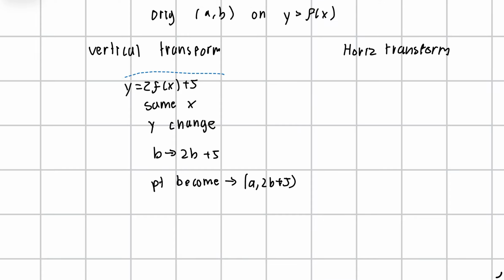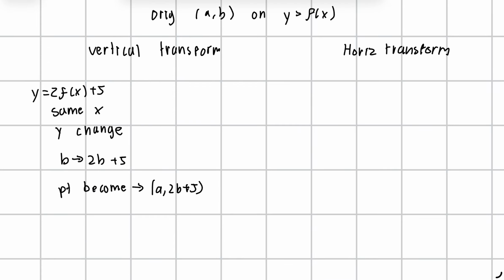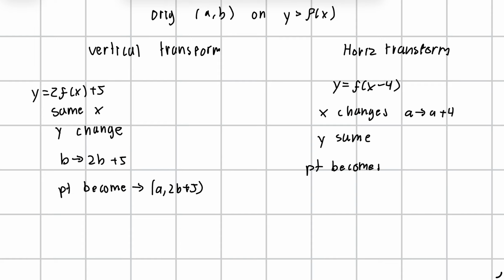Now, let's say we have a horizontal transformation. This is going to be for y equals f(x minus 4). We're going to have x change from a to a plus 4. Now, y is the same. So our point is going to become (a plus 4, b).